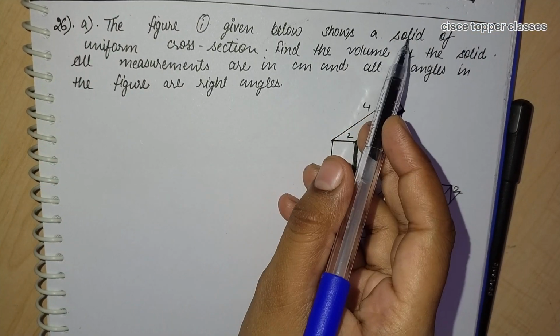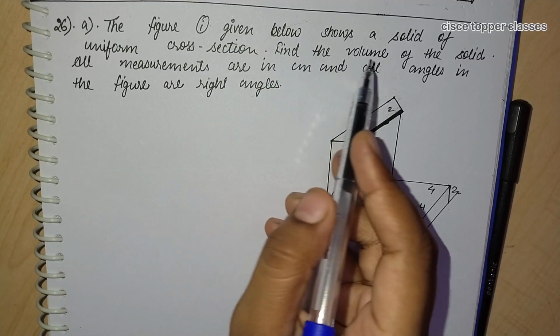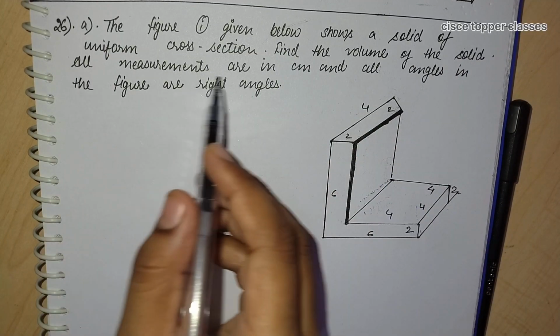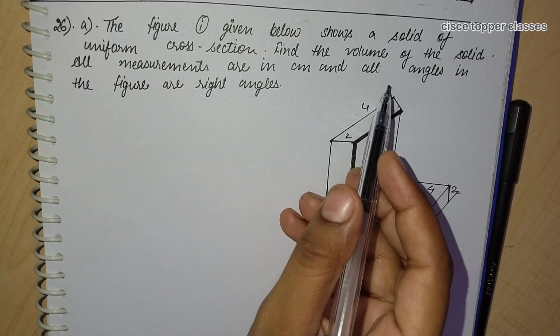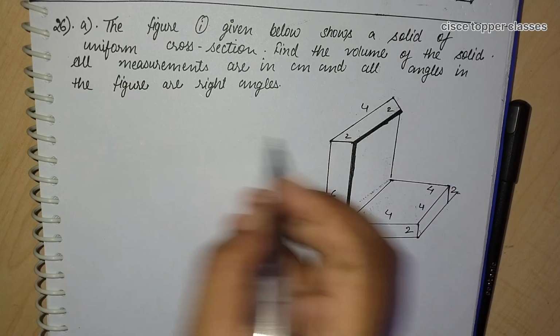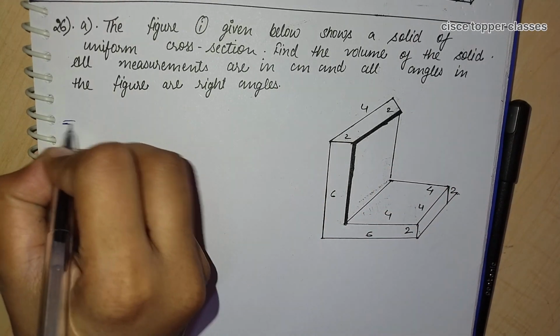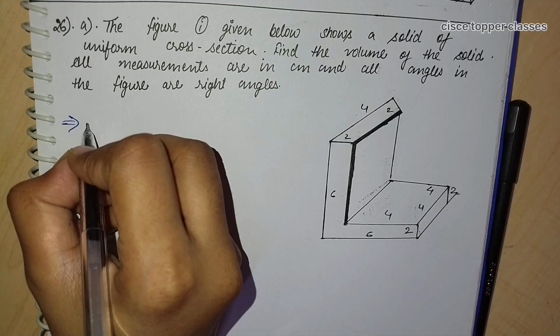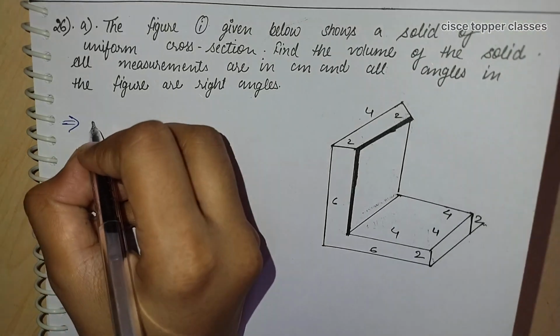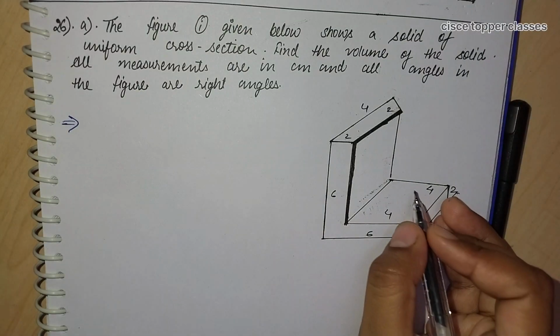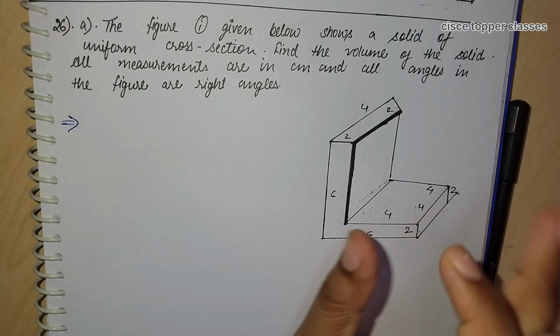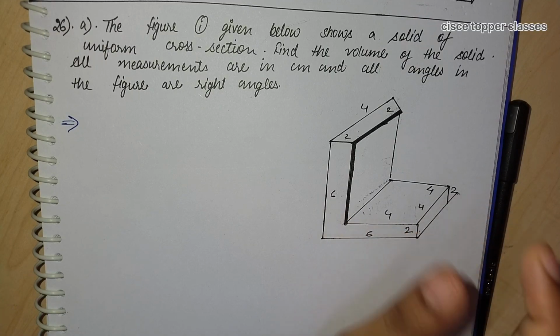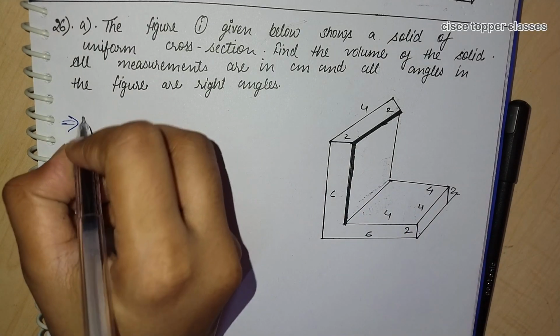The figure given below shows a solid of uniform cross section. Find the volume of the solid. All measurements are in centimeter and all angles in the figure are right angles here. This is the figure of the first part. So for finding the volume of this, we can firstly write, we will see the figure, then we will get that there are two cuboidal shape structures in this.